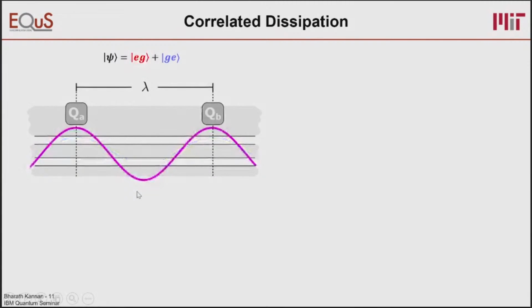And as a result, this state has constructive interference between these 2 emission processes. So the emission from EG and the emission from GE both constructively interfere. And this leads to a phenomenon known as superradiance. So what that means is this state will actually emit into the waveguide at a faster rate than the product states EG or GE would individually.